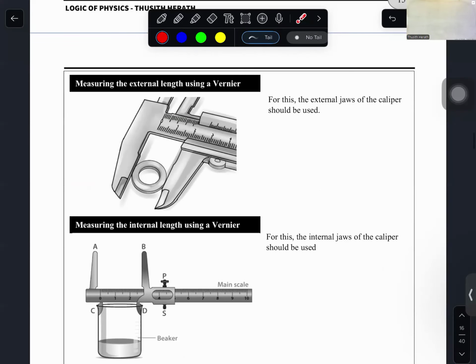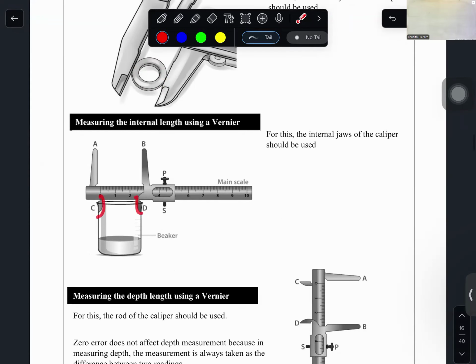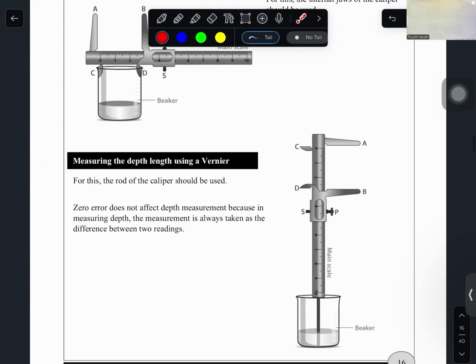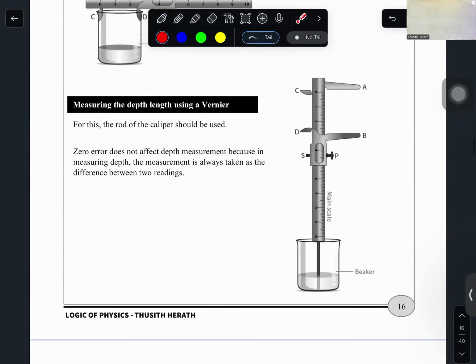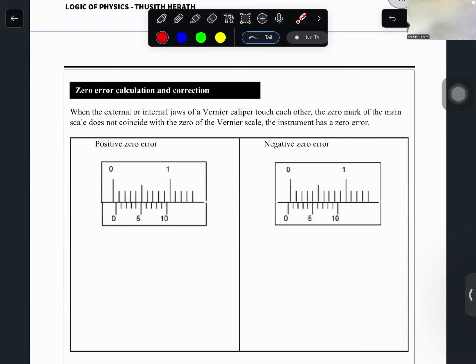Here, very simple diagrams: measuring the external length using a vernier caliper. Here you can see the external diameter is measured. The internal diameter of this cylinder is measured here using the internal jaws. And a depth is measured using the rod, right? Here there's a special point. Zero error does not affect the depth measurement because in measuring depth, the measurement is always taken as a difference between two readings, right? I will explain this again after discussing zero errors. I will go to the whiteboard to explain this.